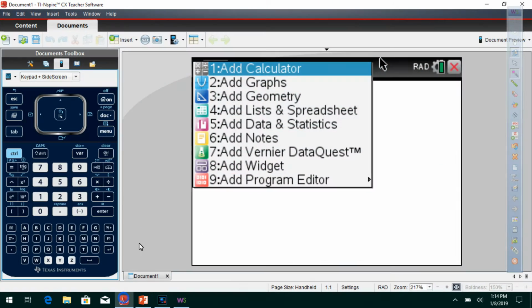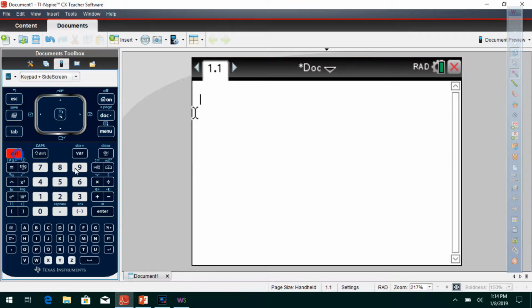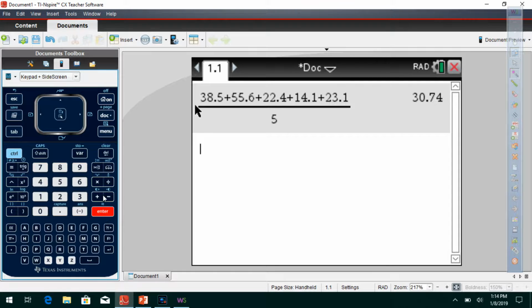Well, let's try the calculator. Control, divide, that gives us the fraction bar. Then 38.5 plus 55.6 plus 22.4 plus 14.1 plus 23.1 over 5, and press enter, and that's 30.74.